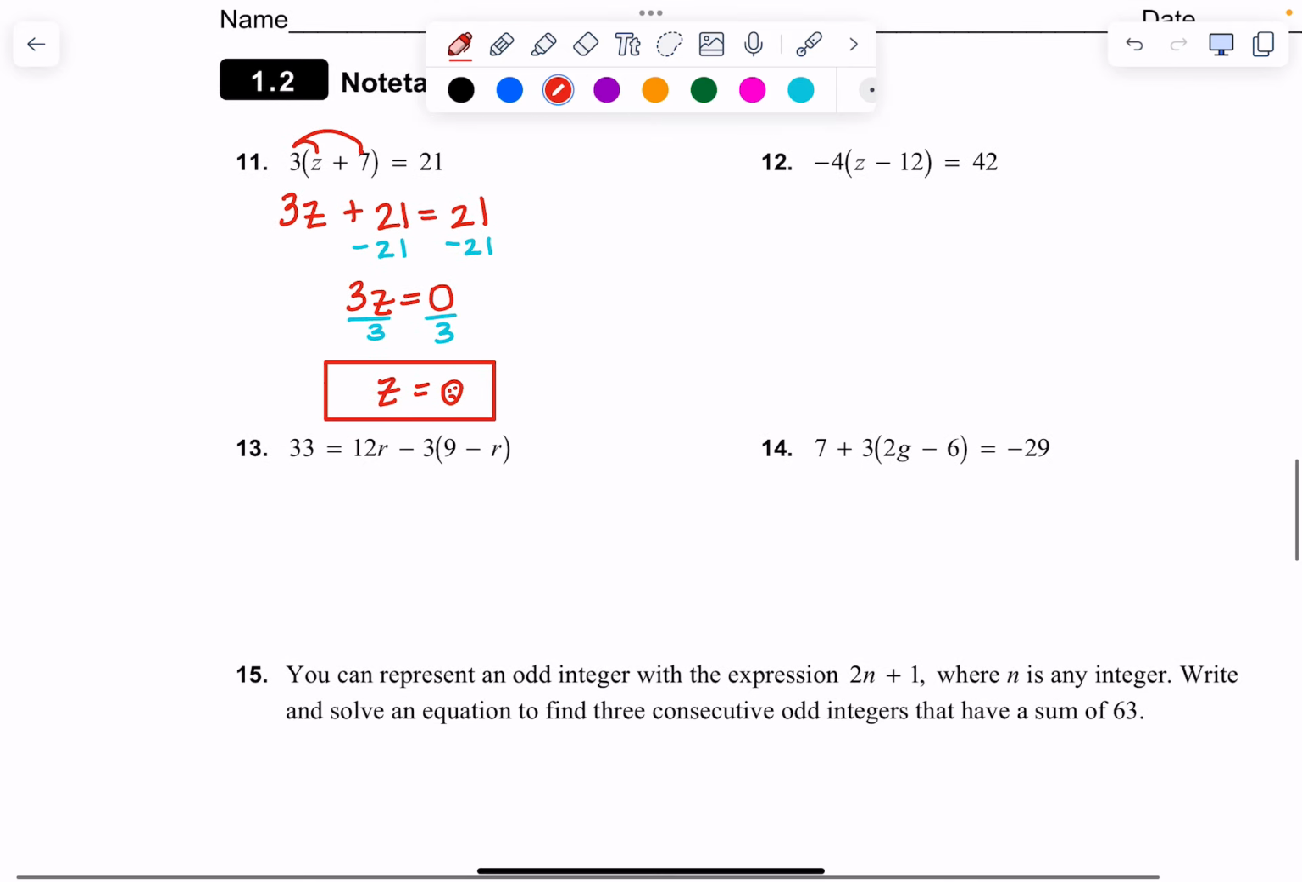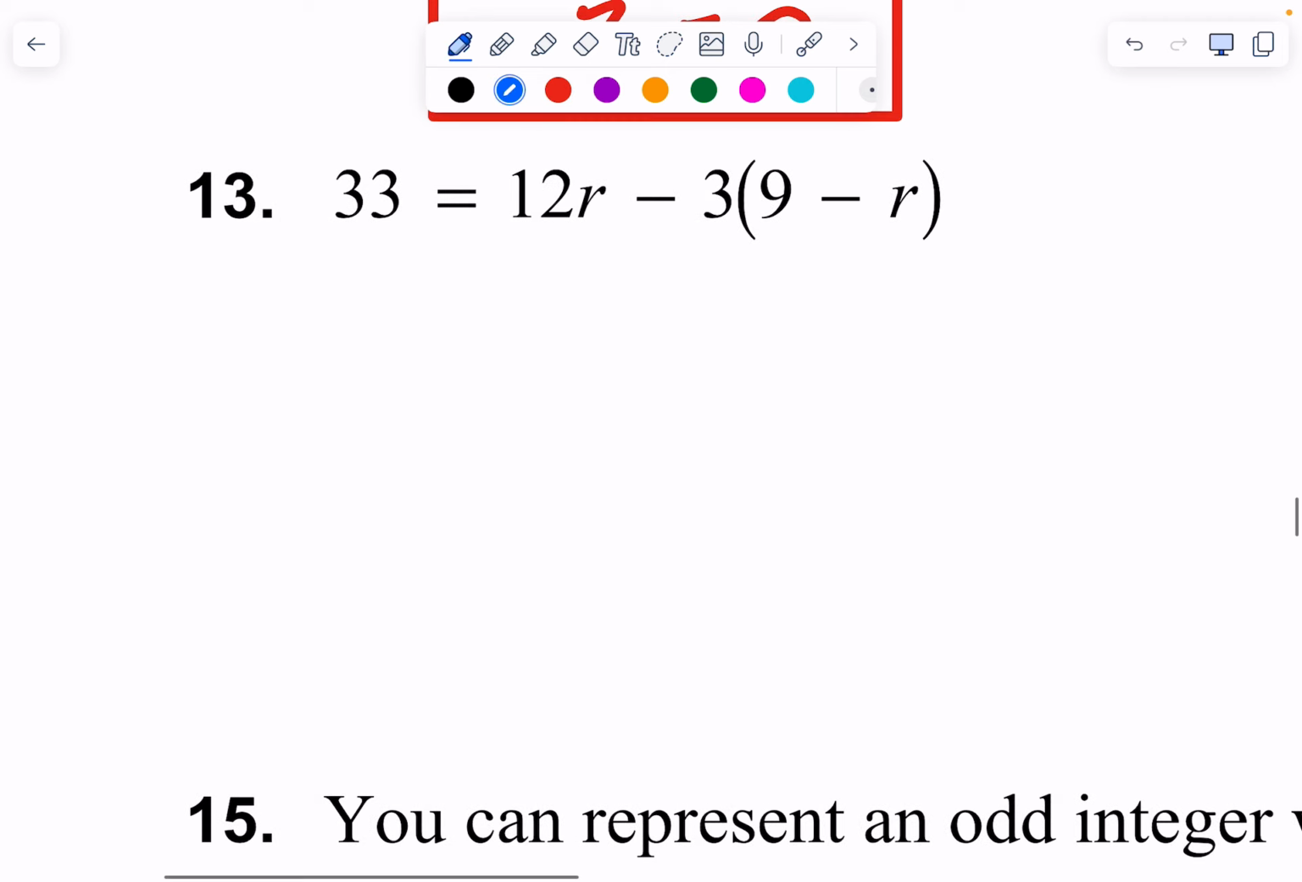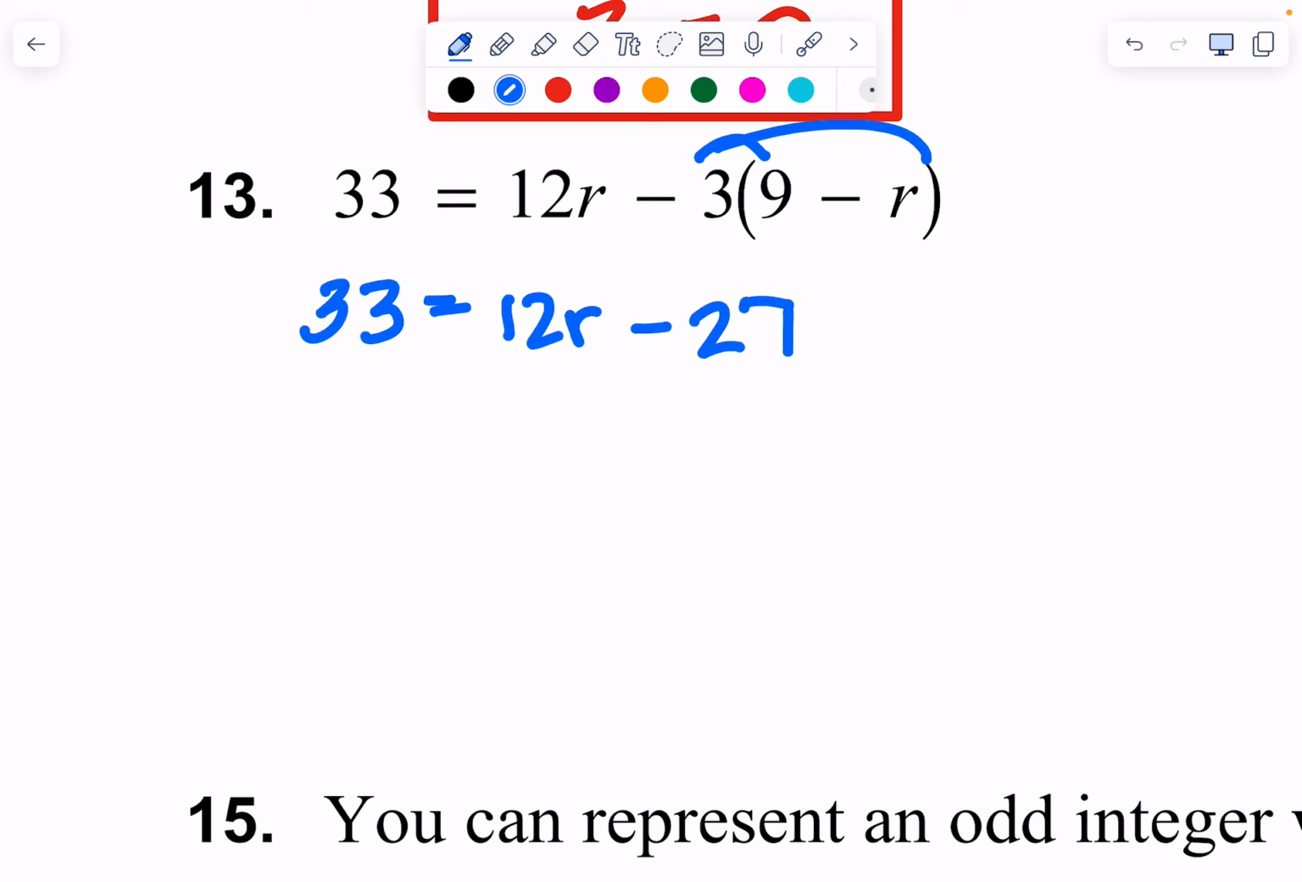Okay. We're going to look at number 13, and number 13 makes me a little nervous for some of you. Why am I a little bit nervous about number 13? It's backwards. Because of that negative. Okay, so first of all, our variables are on the right side. We're distributing a -3, and I'm really worried about you going too fast and not paying attention to that. So when we distribute, this -3 gets distributed. So we have 12R minus 27.